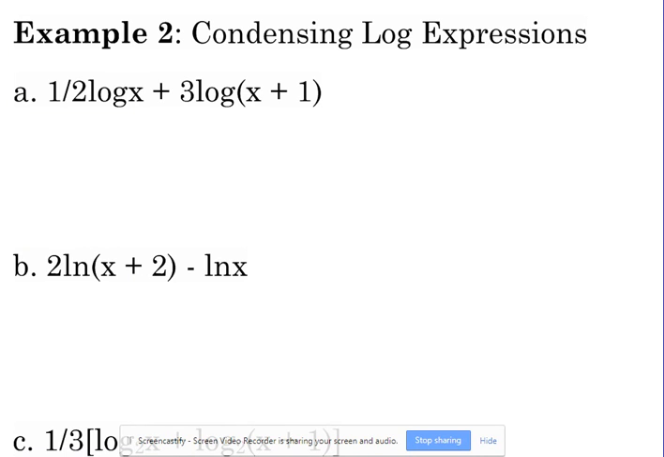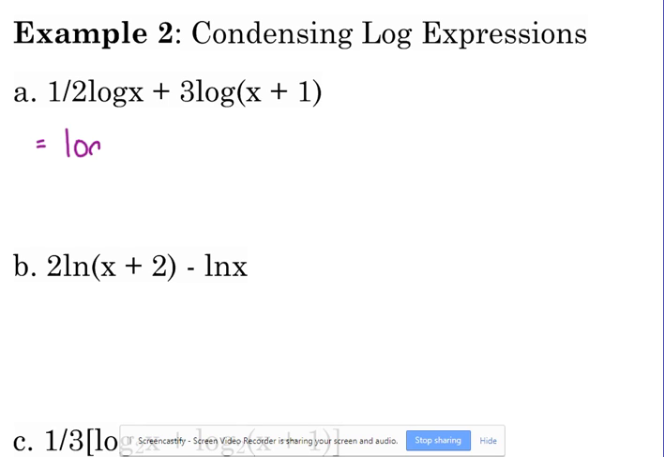When condensing, we want to try and make this a single logarithm. Now, key number one is they must have the same base. The logarithms must have the same base in order to be able to condense them. Second requirement, they can't have anything in front. So we have to use our power rule first. You have to use the power rule first when you're condensing.